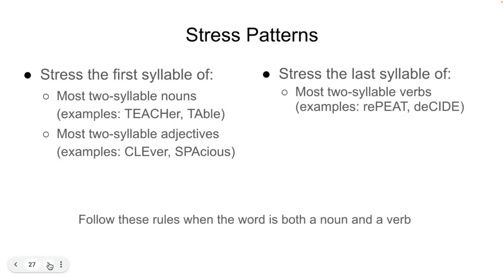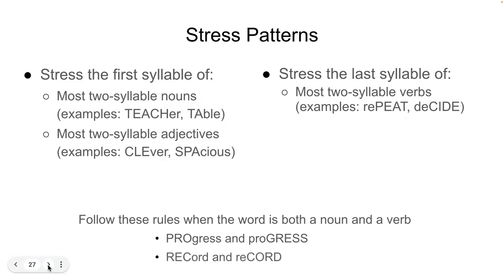We have a lot of words in English that can be used as a noun or a verb, like progress and progress. As a noun, the first syllable is stressed. As a verb, the second syllable is stressed. Another example is record and record.